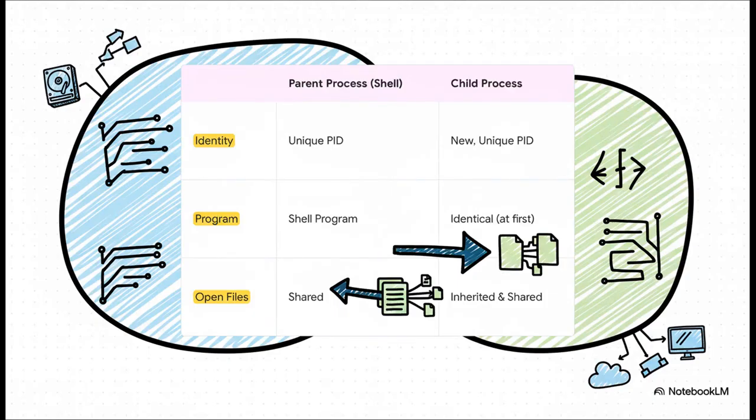Okay, so while they start out with the exact same code, they each get their own unique process ID, so the OS knows they're two different things. But the real magic, the secret sauce, is in that last row, open files. The child inherits all of the parent's connections to the outside world, like its connection to your keyboard and your screen. This is so important, because it's the key to controlling where our command's results actually go.